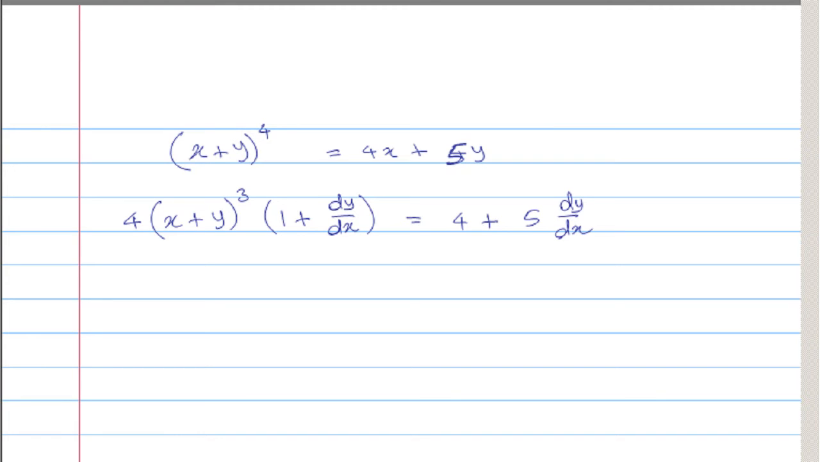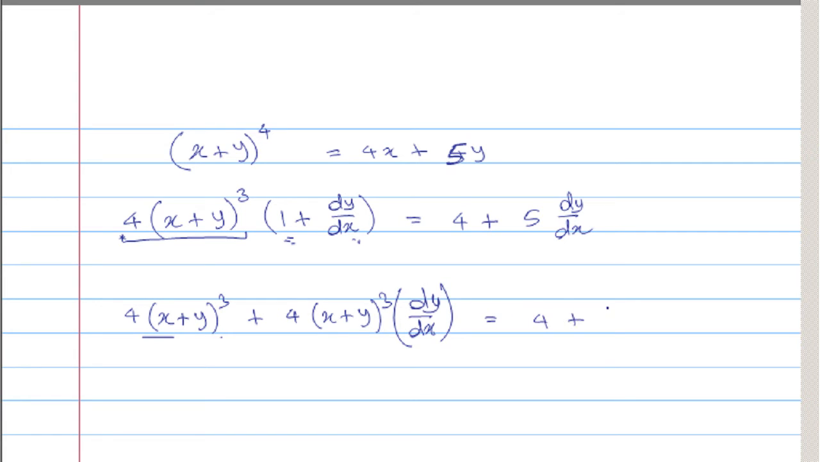But now to make dy over dx the subject, what I'm going to do is expand this bracket on the left hand side. I'm going to multiply this term here with these two terms in this bracket. So that gives 4 times x plus y cubed, that's this term times the 1. Then I have this term times the dy over dx. So that gives 4 times x plus y cubed times dy over dx. And that is equal to 4 plus 5 dy over dx.